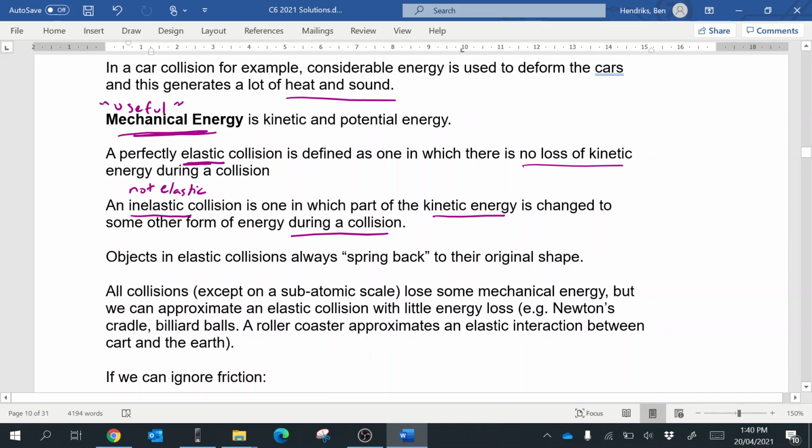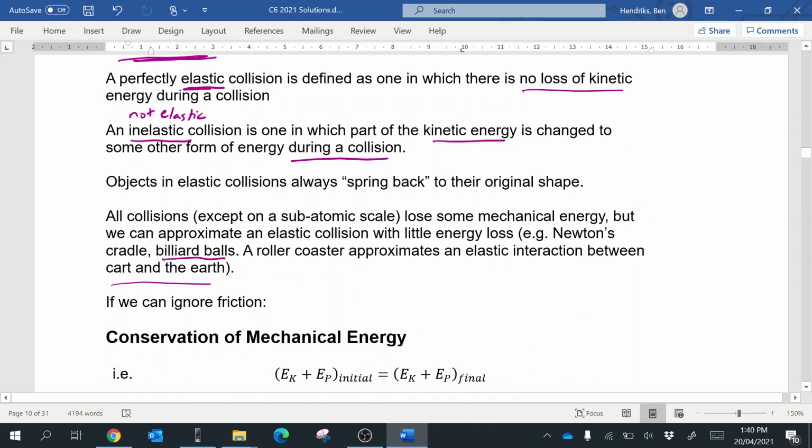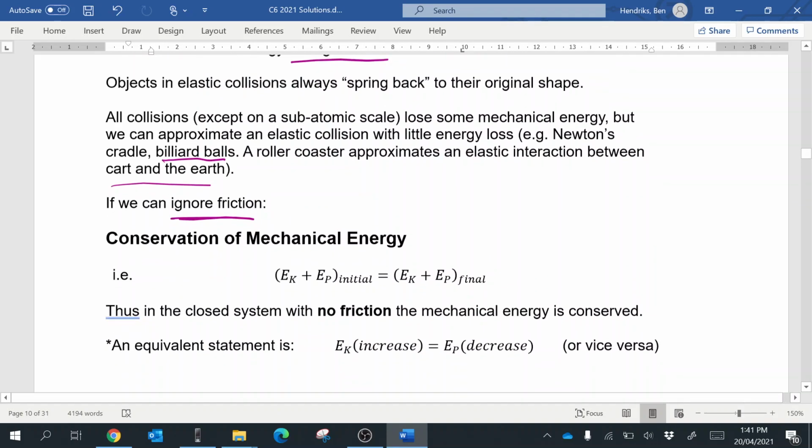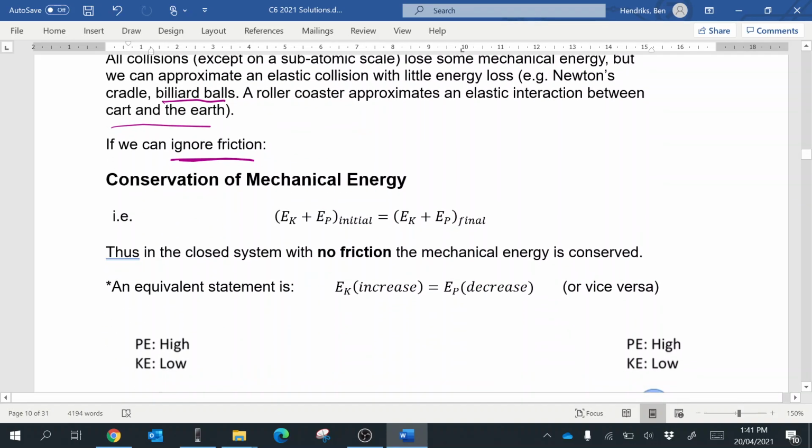All collisions except on a subatomic scale lose some mechanical energy, but we can approximate an elastic collision with little energy loss. For example, Newton's cradle, billiard balls, other ones. A roller coaster approximates an elastic interaction between the cart and the earth. Okay, that's if we ignore friction. Okay, and if we ignore friction, we have conservation of mechanical energy here.